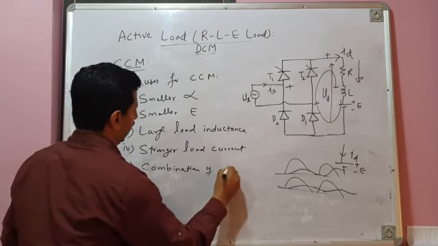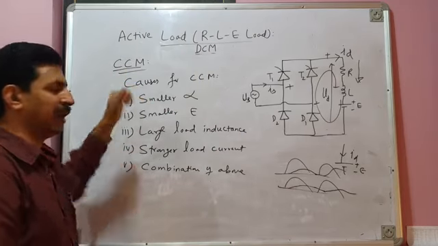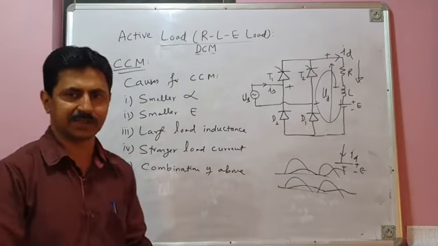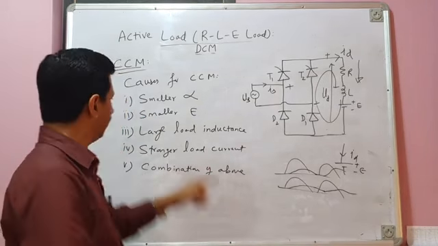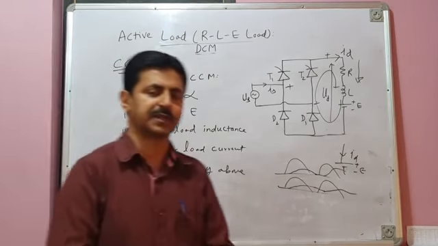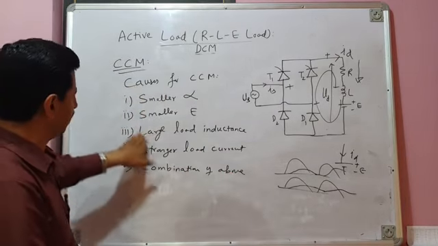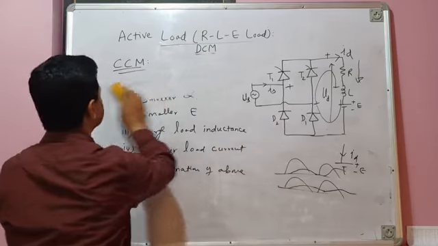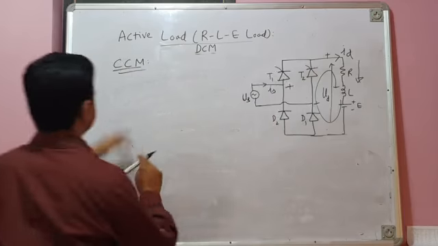I mean, it may not be only one reason to make current continuous. Sometimes small alpha and small E together may make current continuous. Sometimes small alpha and large load inductance may make current continuous. Sometimes smaller E and stronger load current, a combination of these reasons, is also responsible for making load current continuous. So if these conditions or combination of these conditions exist, load current will be continuous. Therefore we will analyze the converter operation for continuous conduction mode of operation, CCM.